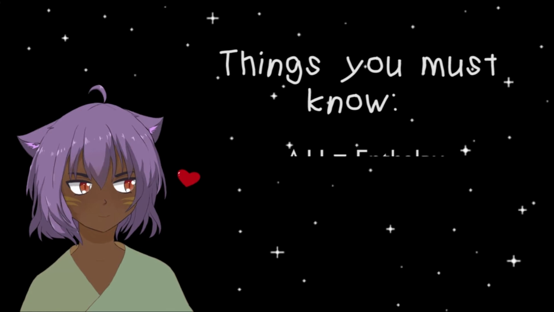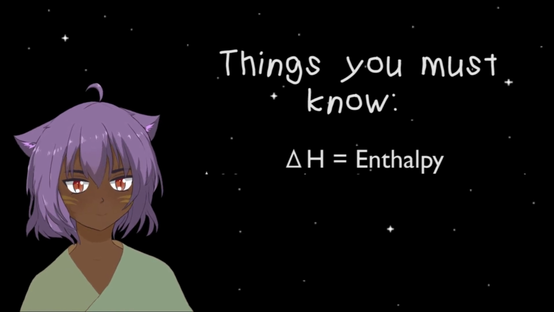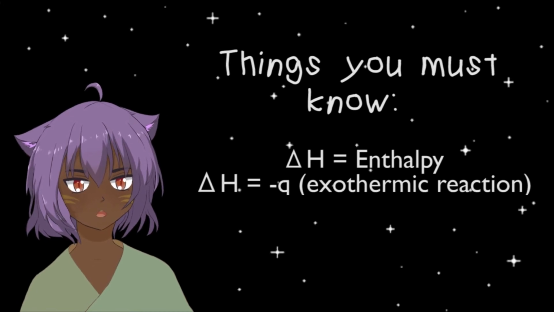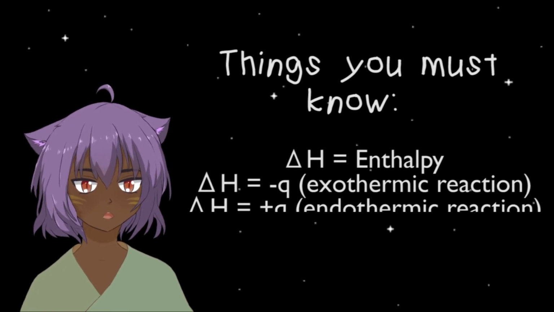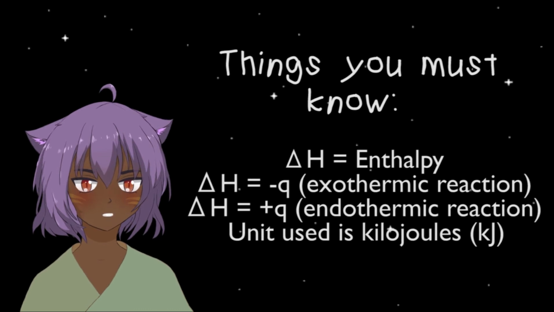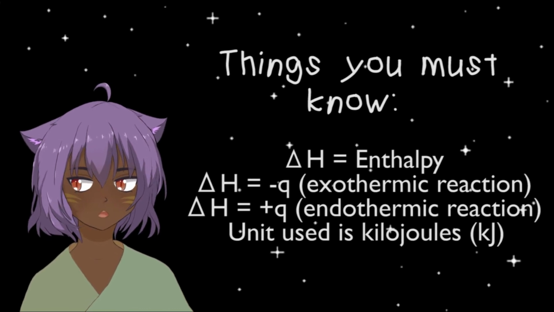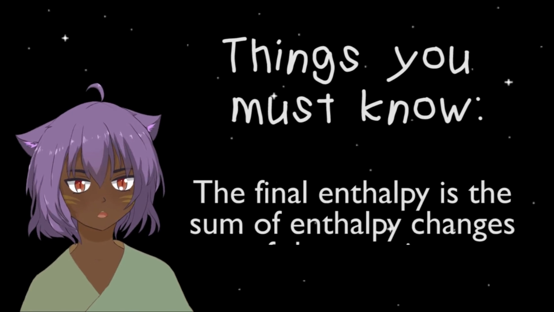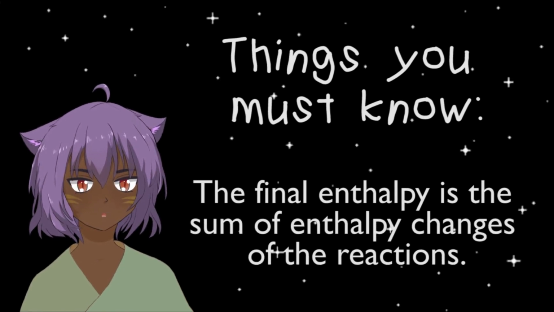Delta H is the symbol used for enthalpy. If the delta H is negative, it is an exothermic reaction. If it is positive, it is an endothermic reaction. And the unit used here is kJ, or kilojoules. The final enthalpy is the sum of the enthalpy changes of the reactions.